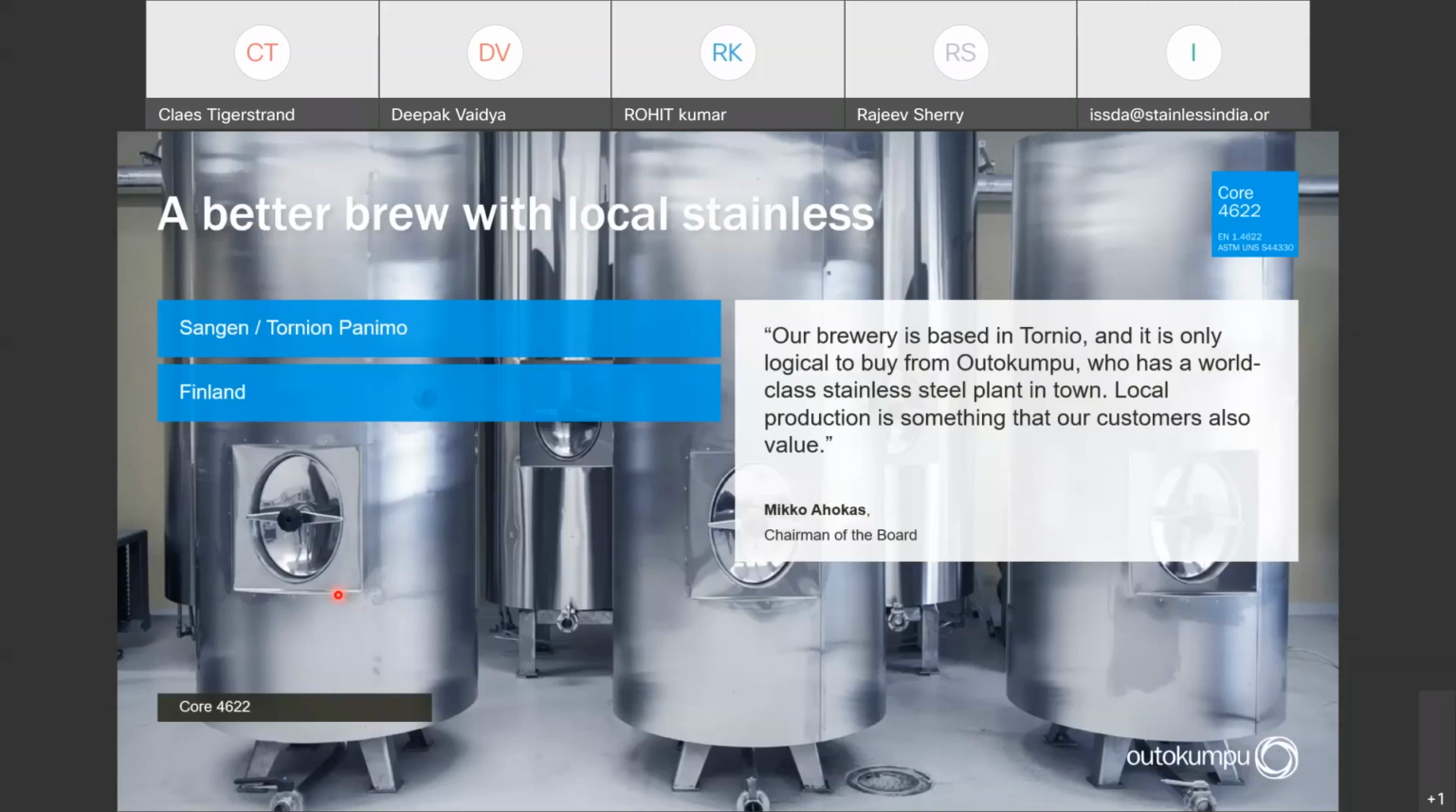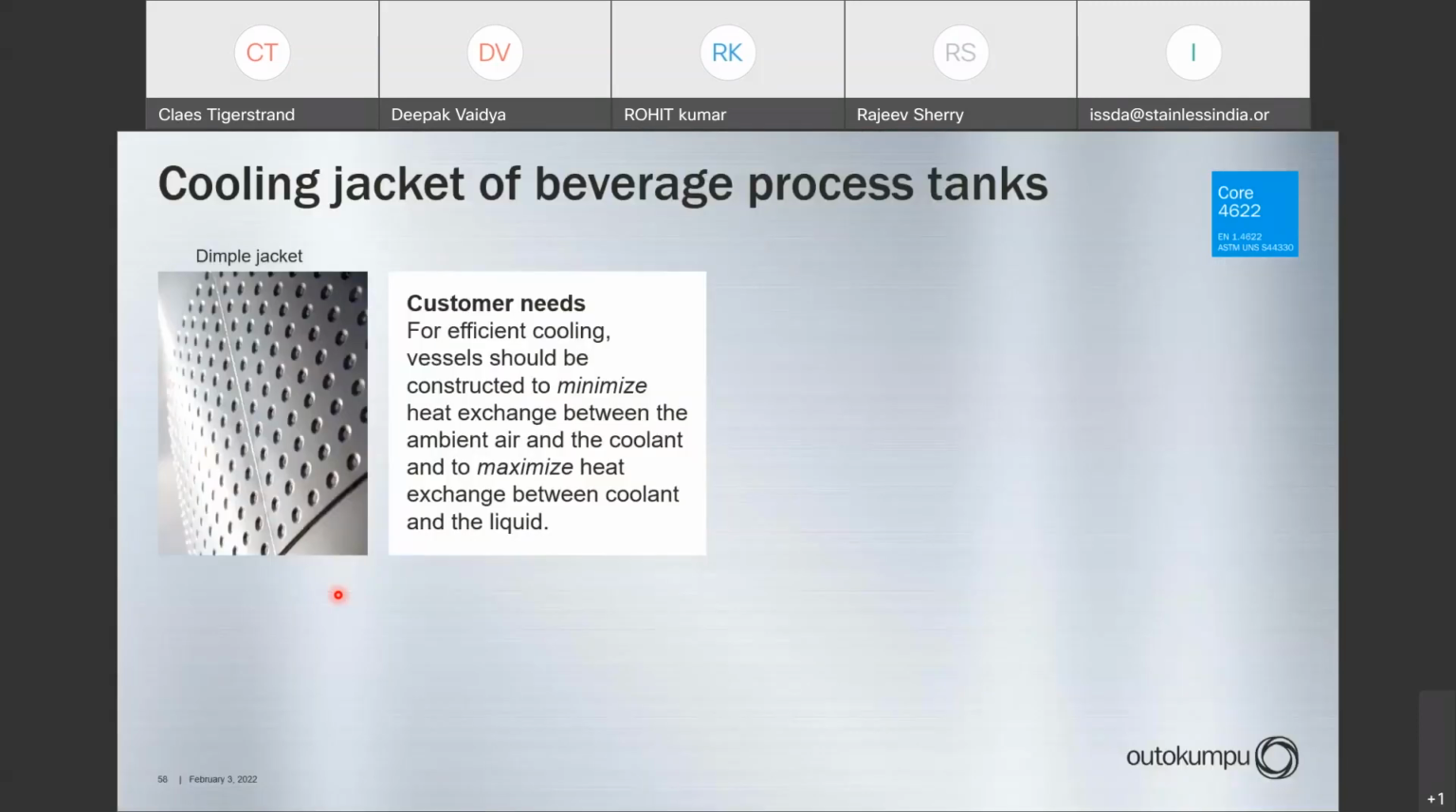Very shortly, typically tanks for breweries, wine tanks or for beverage are used. They're using austenitic grades like 304, but why not use a ferritic grade like the 4622? That's a high chromium grade where you can have a similar corrosion resistance. And what is very interesting about using ferritic grades instead of austenitic grades is that typically on beverage process tanks, you're using some kind of a cooling jacket, or in this case, dimple jacket, to control the temperature within your tank.